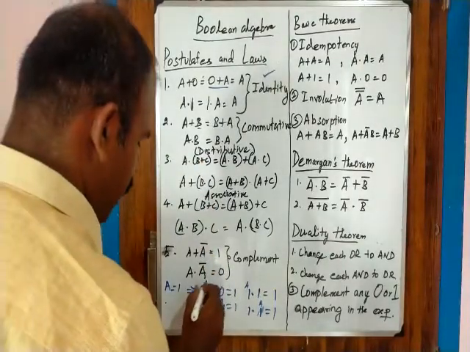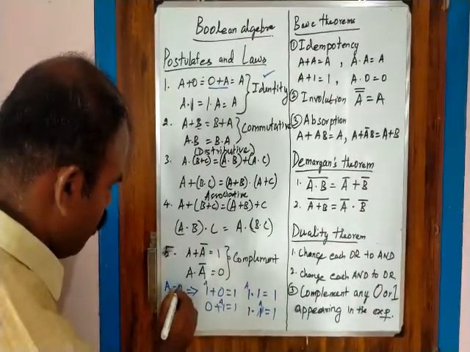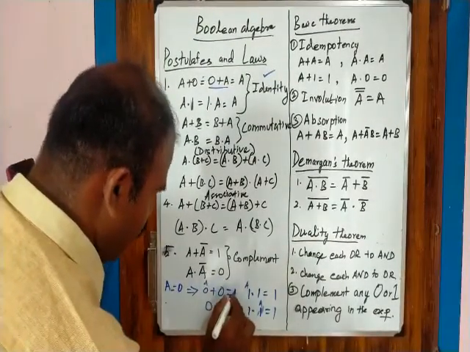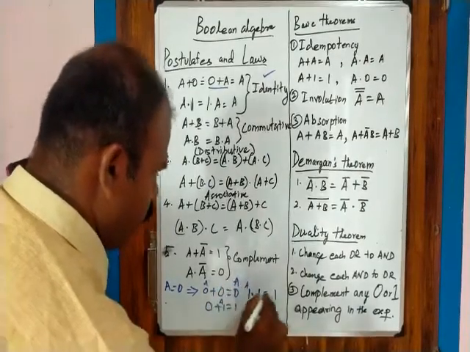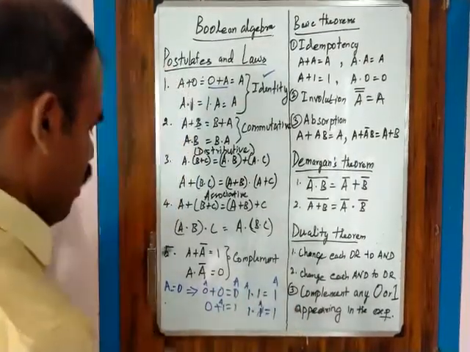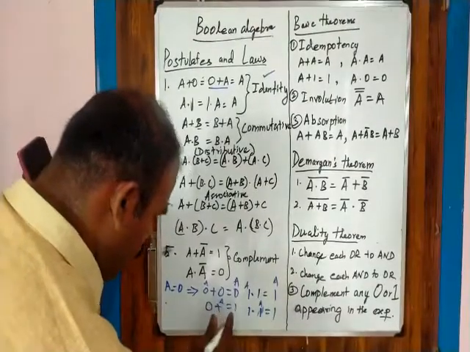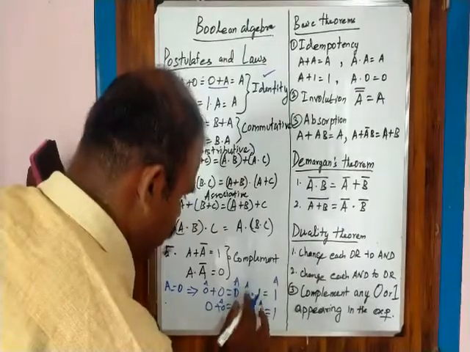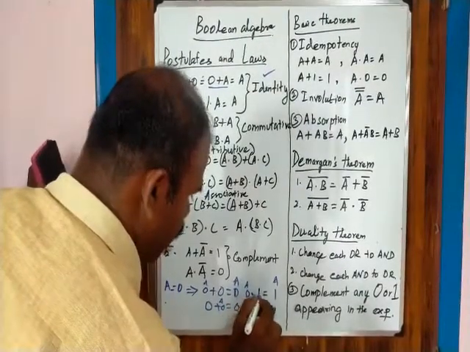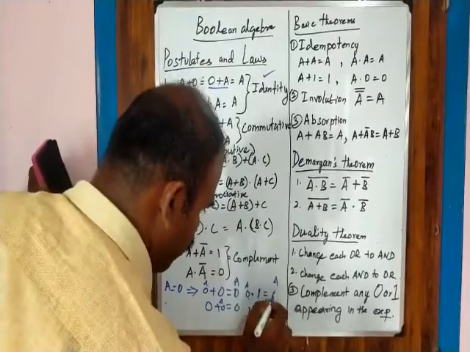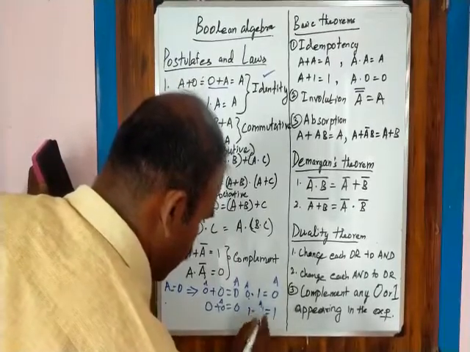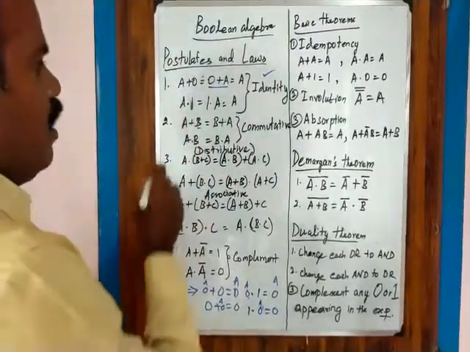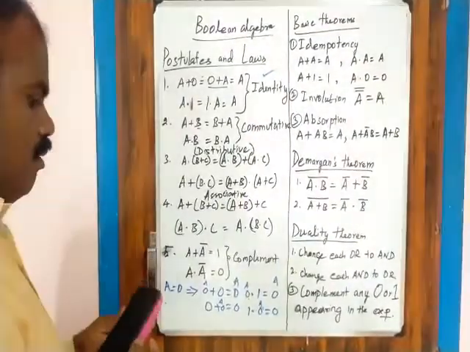If you substitute 0, the answer will be 0. That is A. So this is also A. If we substitute 0 here, 0 plus 0 is 0. Similarly, if we substitute 0 here, 0 multiplied with 1 is 0. Here, if you substitute 0, 1 multiplied with 0, the answer is 0. So this is called the identity postulate.